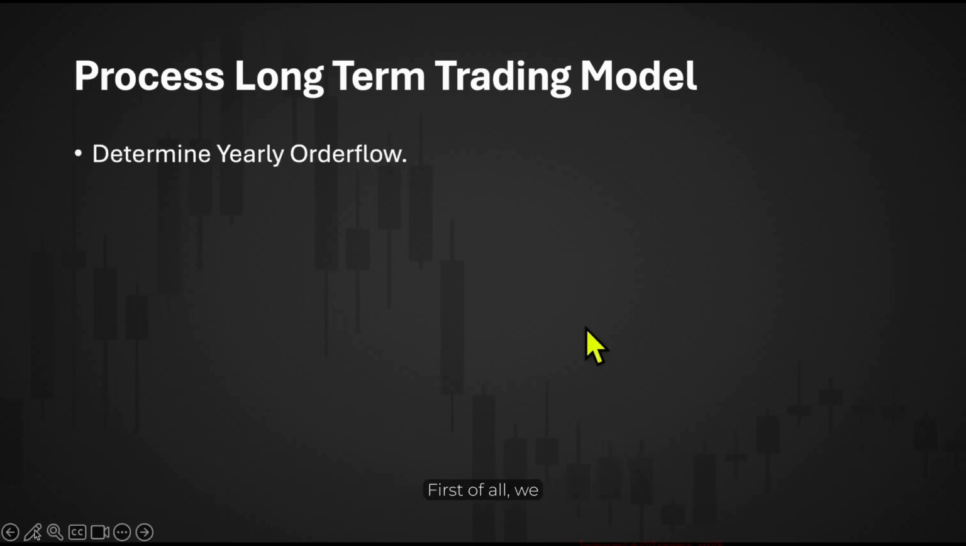First of all, we determine the yearly order flow, meaning we determine where the market is drawn towards the upcoming year. This means that we pay attention to very high time frames, and then we can be monitoring monthly time frames, maybe even quarterly time frames or yearly time frames in order to get an idea of where the markets are drawn towards on the highest possible time frames.